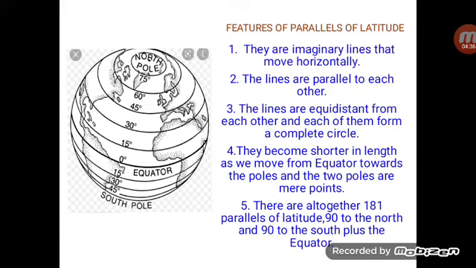Lastly, there are altogether 181 parallels of latitude, that means there are 90 to the north of the equator and 90 to the south of the equator, plus the equator which is running through the middle of the globe. So that makes a total of 181 parallels of latitude. Now all these parallels of latitude, ultimately what is the use? They help us in locating places accurately on the globe. So these are all the features of the parallels of latitude.